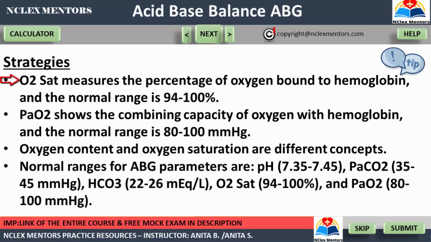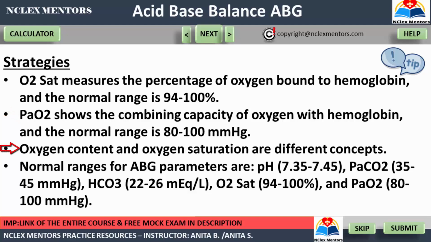Oxygen saturation measures the percentage of hemoglobin that is saturated with oxygen. The normal range is 94 to 100%. This value helps assess how well oxygen is being carried to tissues throughout the body. Partial pressure of oxygen measures the partial pressure of oxygen in the blood. The normal range is 80 to 100 millimeters of mercury. This indicates the effectiveness of oxygen exchange in the lungs and the blood's oxygen-carrying capacity.